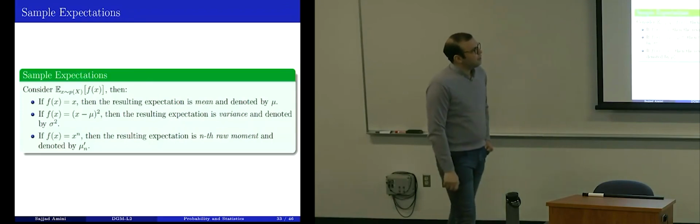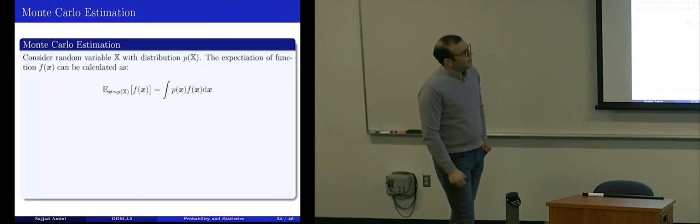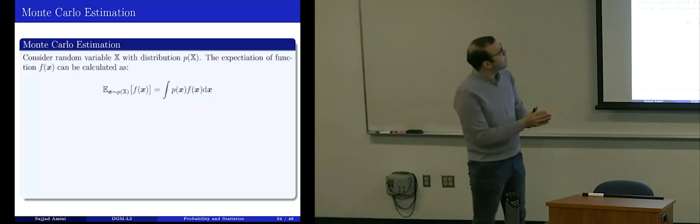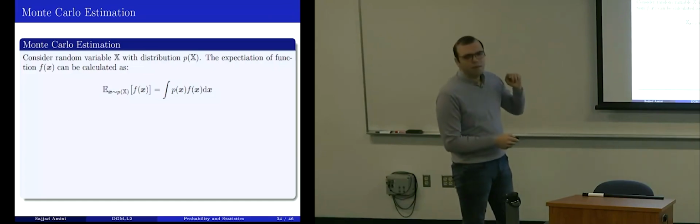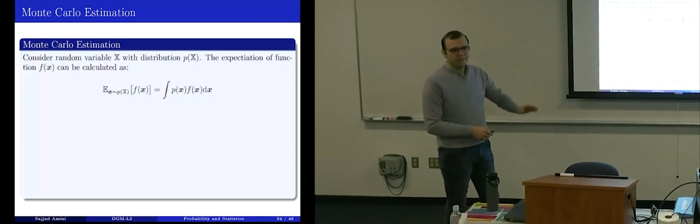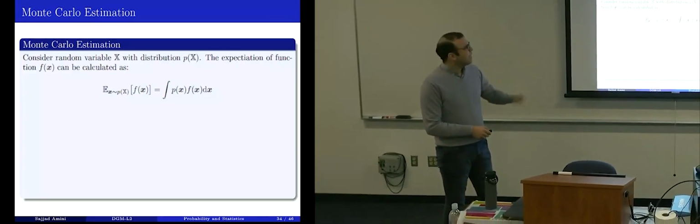So this is the definition of expectation. Aligned to the expectation, we have a very, very important estimation, which is Monte Carlo estimation. We use it in almost all of our methods. What is the Monte Carlo estimation?